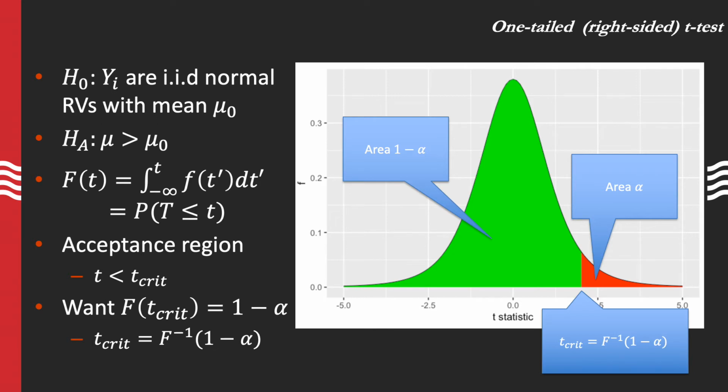The red area has area alpha, because I want the probability of rejecting a true null hypothesis to be alpha, and the green area has a probability 1 minus alpha. Again, I want the probability of accepting a true null hypothesis to be 1 minus alpha.